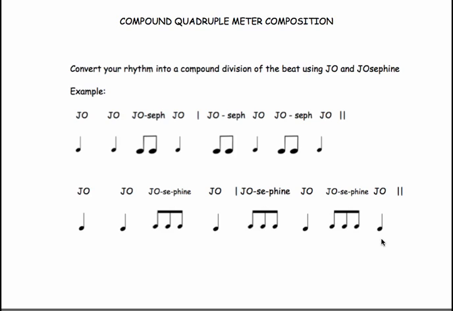Yes? One more time, let's try it. Joe, Joe, Joseph, Joe, Joseph, Joe, Joseph, Joe. That's simple quadruple meter. Compound quadruple. Joe, Joe, Josephine, Joe, Josephine, Joe, Josephine, Joe.